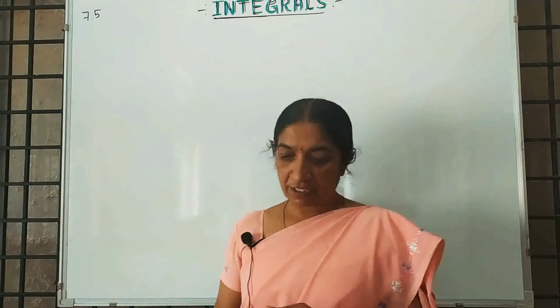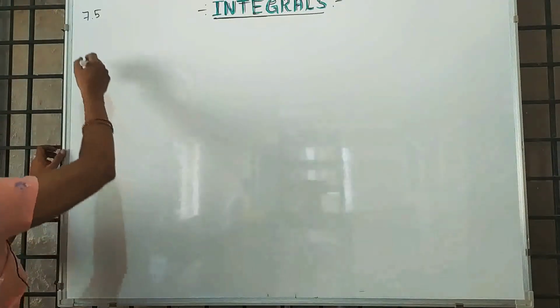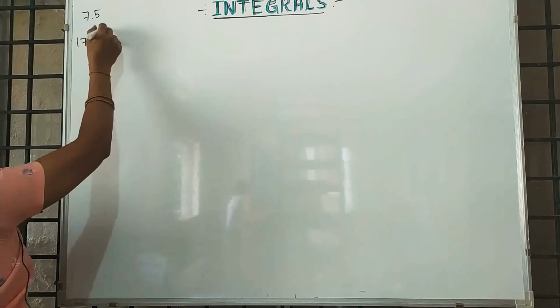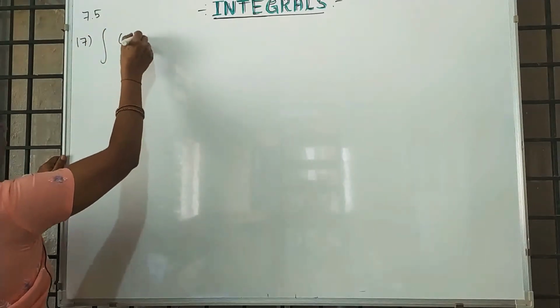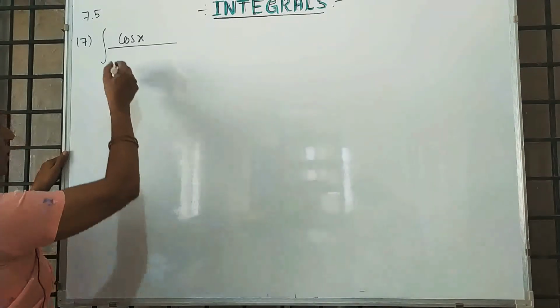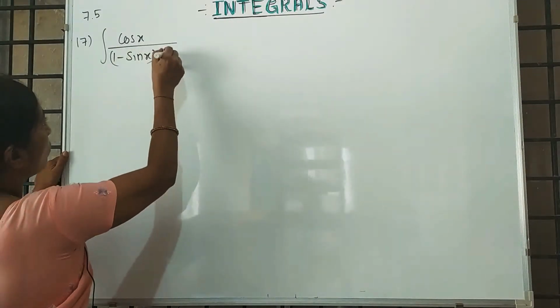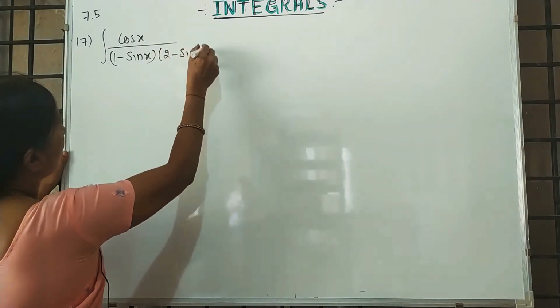So moving to the next question, that is question number 17 from 7.5: integration of cos x upon 1 minus sin x into 2 minus sin x dx.